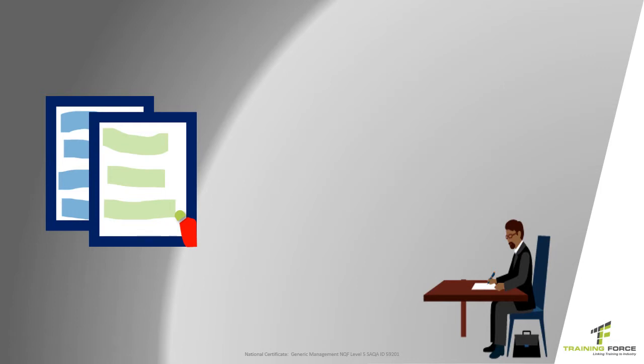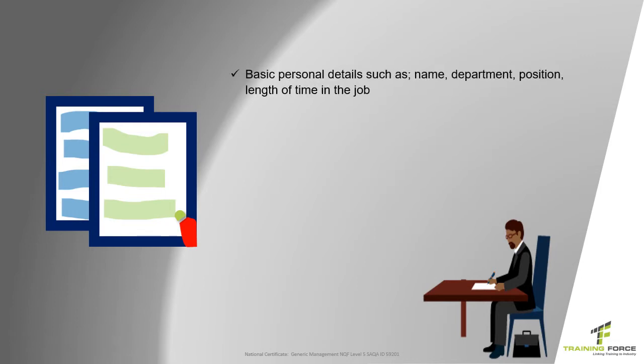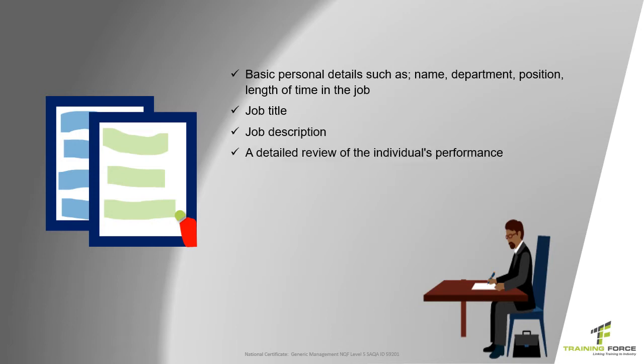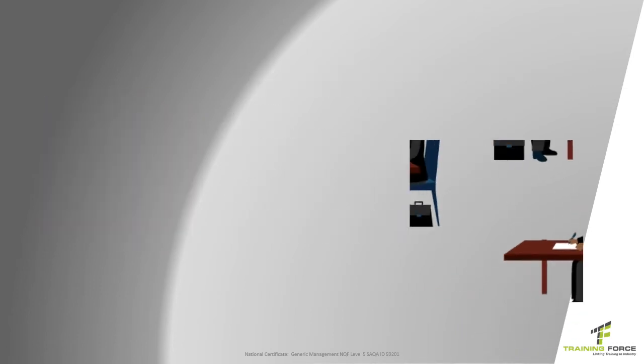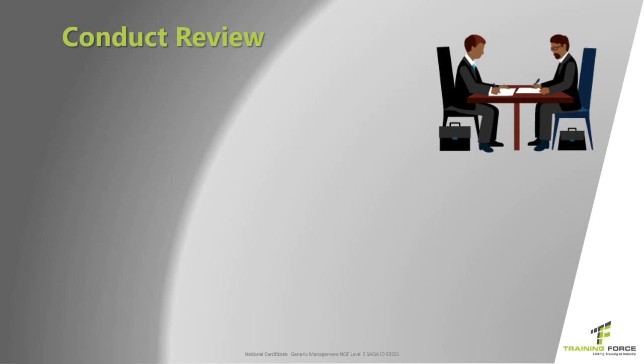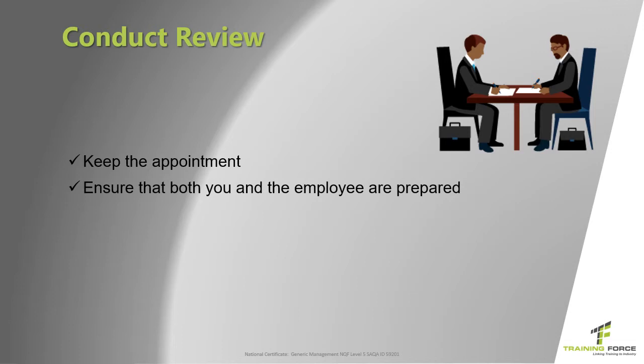As part of the preliminary assessment, documentation and information is gathered. This is then documented, and performance management forms should contain a provision for the basic personal details such as name, department, position, length of time in the job, job titles, job descriptions, a detailed review of the individual's performance, an overall performance rating, general comments by the manager doing the appraisal, comments by the employee, and a plan for the development of action.